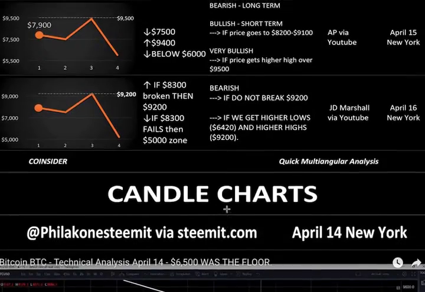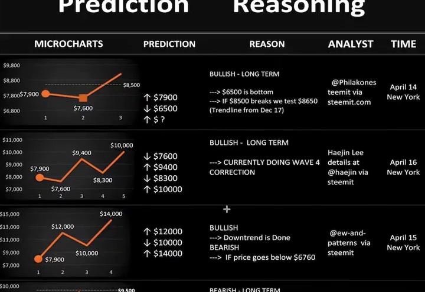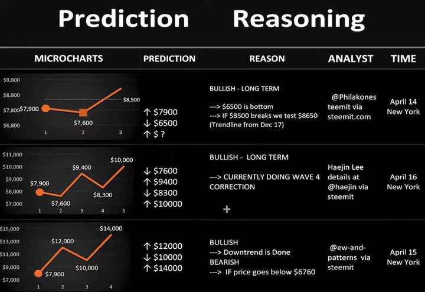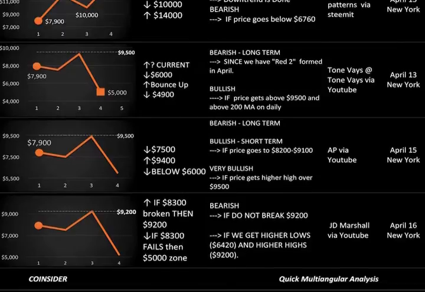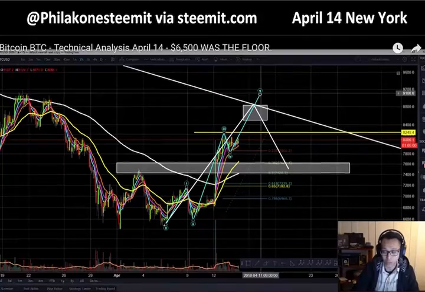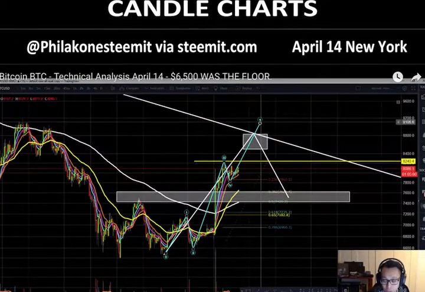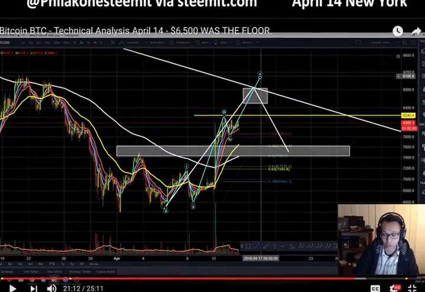And now, that was the end of the section here for prediction and reasoning. That was just the reasons the analysts have given. We're going to go on now to the candle chart section. If that was good enough for you for this data, then we'll see you tomorrow. But now we're going to be going into the charts that the analysts themselves have made, and I'm going to show you even more detail about their reasoning from their charts.